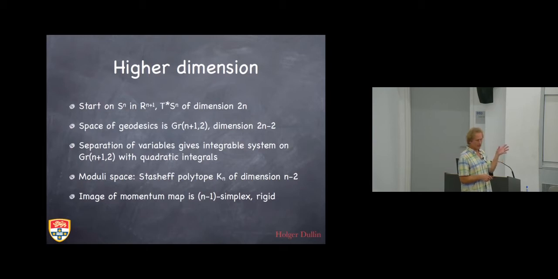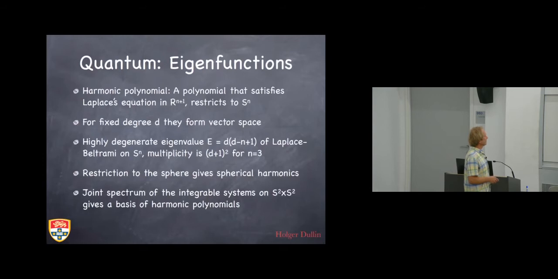So we can write down a momentum map that maps all of these systems into an (n-1)-simplex. And that image will not change. Again, what happens inside the image will depend on your moduli, on your chosen system, but the range is fixed.